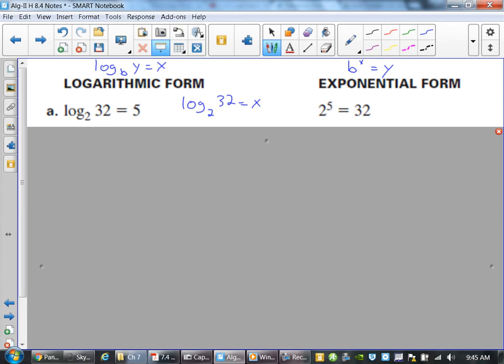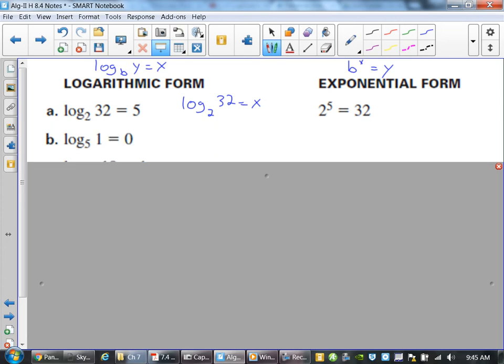Let's get another one. Log base 5 of 1 equals 0. Now, to rewrite that in exponential form, that means what? Very good. 5 to the 0 equals 1. There's your exponential form. 5 to the 0 power is 1.